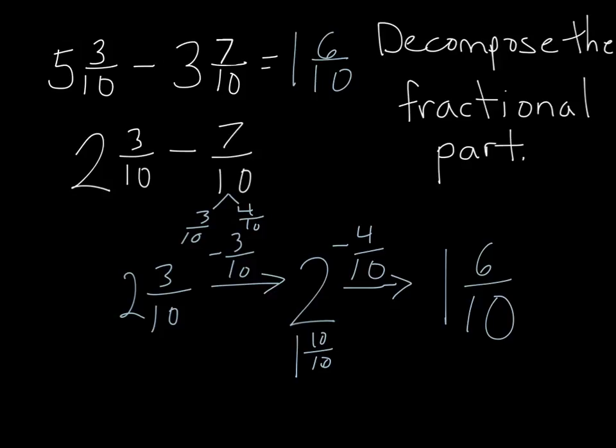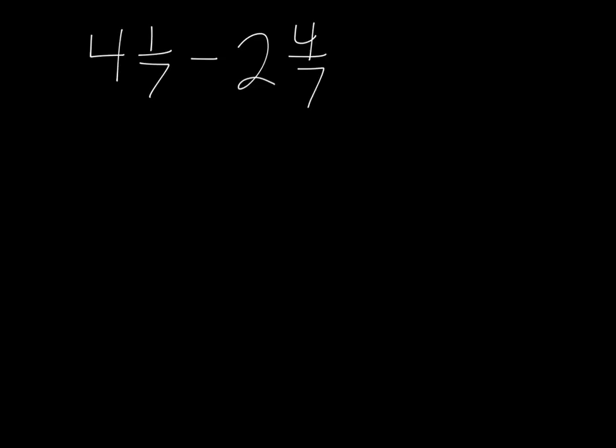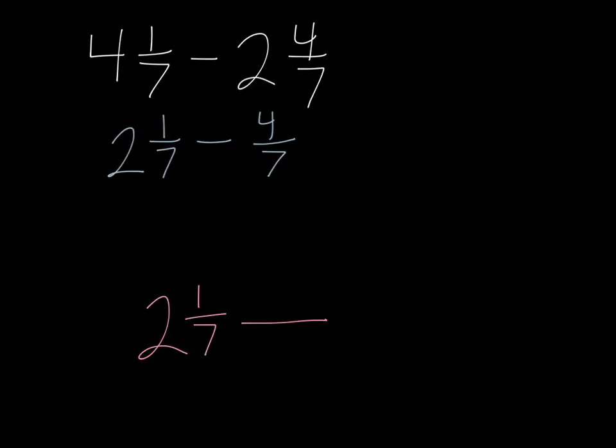I will show you this strategy with one more. Here we have 4 and 1/7 minus 2 and 4/7. Again, I'm going to start with the whole numbers, 4 minus 2, and rewrite this as 2 and 1/7 minus 4/7. For this one, I'm going to work on decomposing the fractional part. If I do my arrow chart, I've got 2 and 1/7, and I ask myself, how many sevenths do I need to take away to get to my next whole, which would be 2? To get from 2 and 1/7 to 2, I need to subtract 1/7.